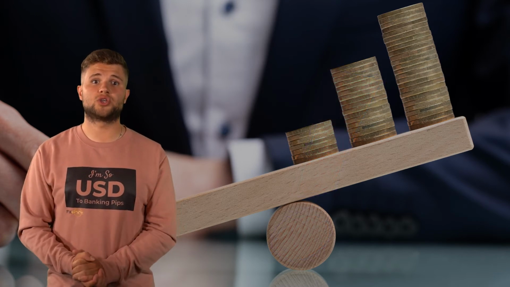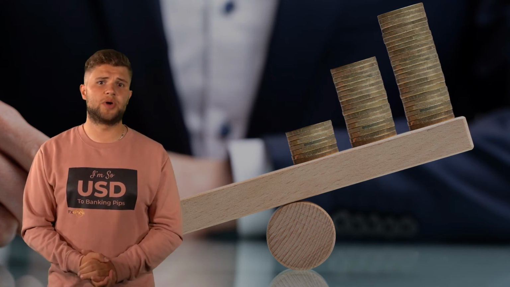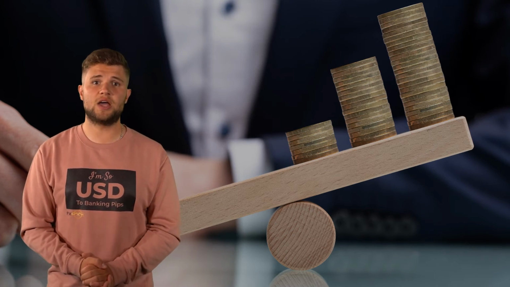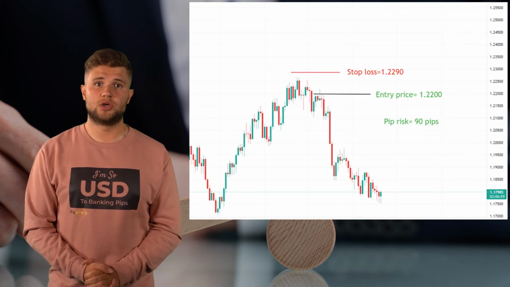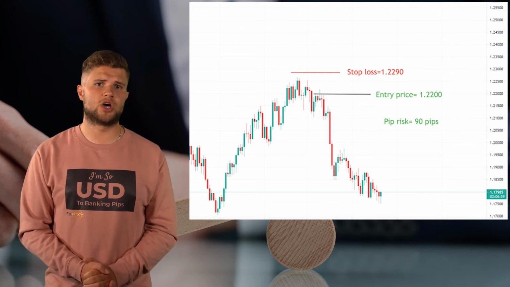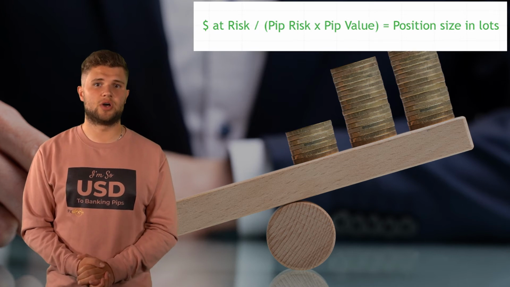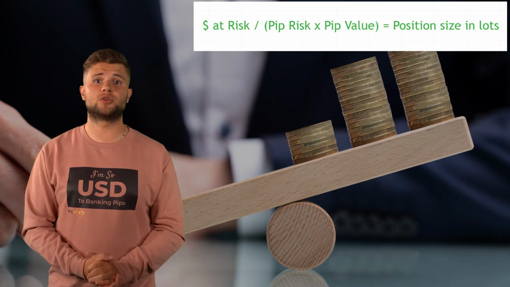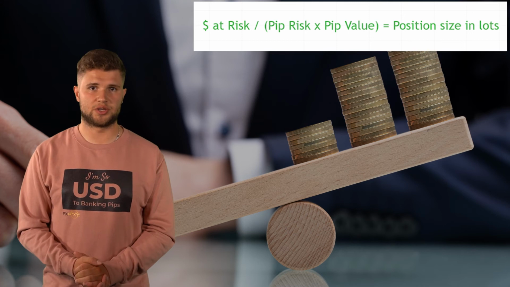Once you've determined how much you want to risk per trade, let's say 2%, you need to determine your pip risk. Now, your pip risk is the difference between your entry price and where you place your stop loss. So now you have how much you want to risk, your pip risk, and your pip value. So you can use this formula to determine your position size. Take the amount of money which is determined by the risk percentage of your total account size, divide that by the pip risk multiplied by the pip value, and that will give you your ideal position size.